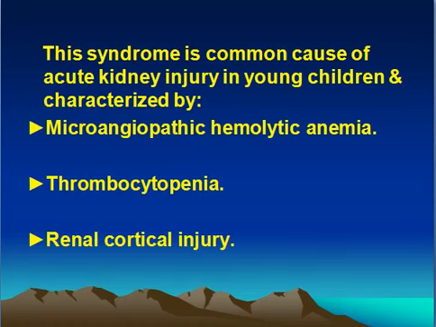Hemolytic uremic syndrome represents a type of acute kidney injury. This syndrome is a common cause of acute kidney injury in young children and is characterized by the following: microangiopathic hemolytic anemia, thrombocytopenia, and renal cortical injury.